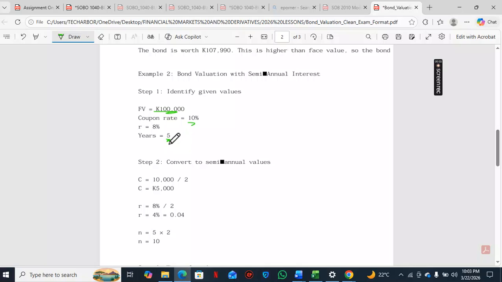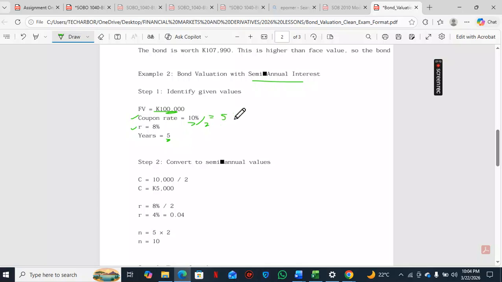So now this bond pays semi-annual interest payments, meaning interest is going to be paid twice that year. Whenever the interest is semi-annual, this is what you need to do. Number one, you need to divide the interest rate by 2, and the discount rate also by 2. So the interest rate, basically 10% divided by 2. Since semi-annual is twice in a year, that's why we're dividing by 2.